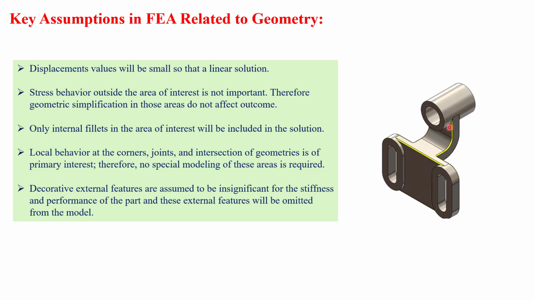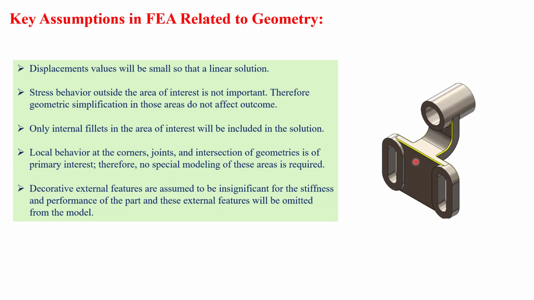Which will lead us to have more stress, because the area will become zero, that is infinity, and then your stress will drastically increase at that region. So we need a certain area to distribute the force. Local behavior at the corners, joints, and the intersection of the geometry is of primary interest. Therefore, no special modeling here. Very important: at joints and corners, we need to have the fillets to capture that. That is what they're telling.